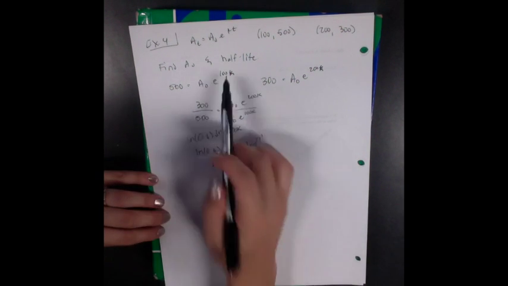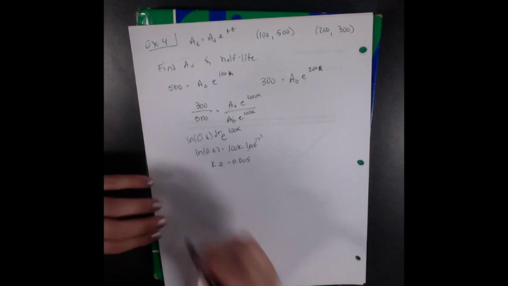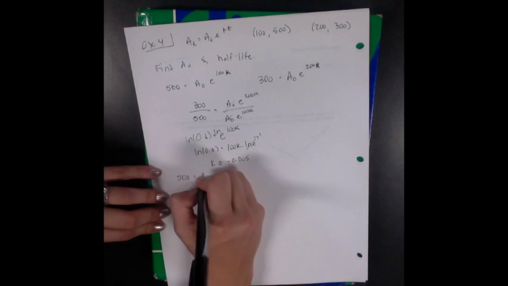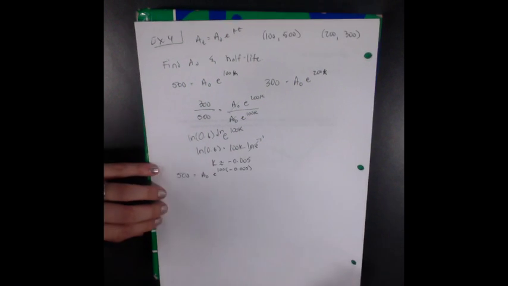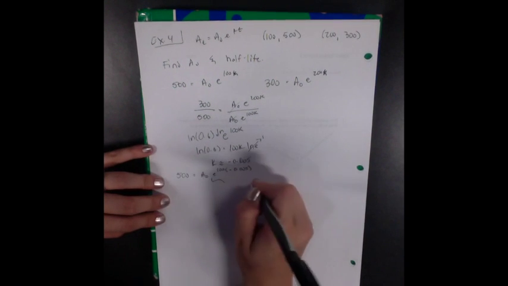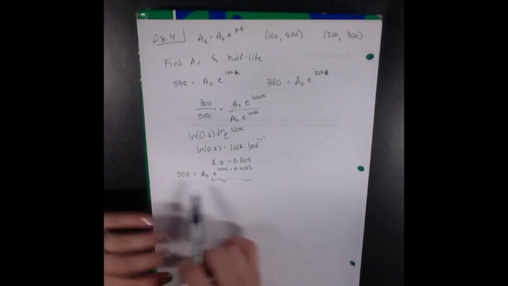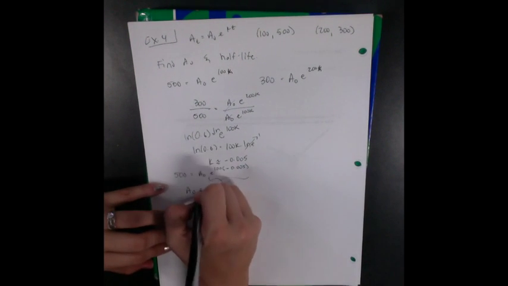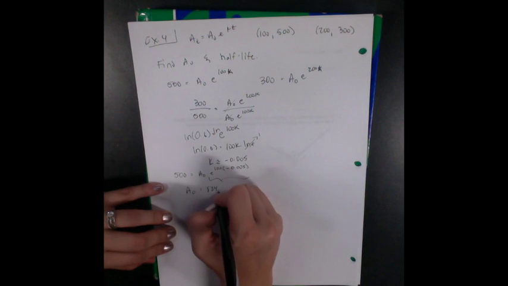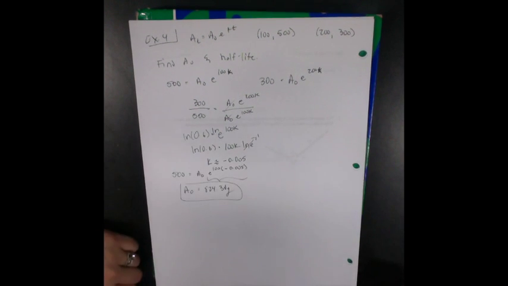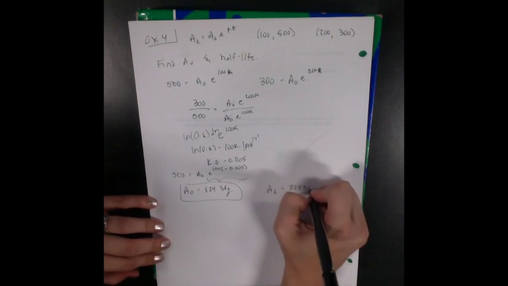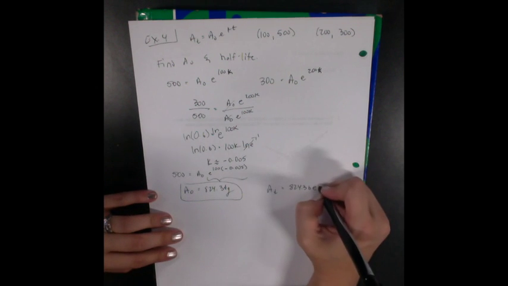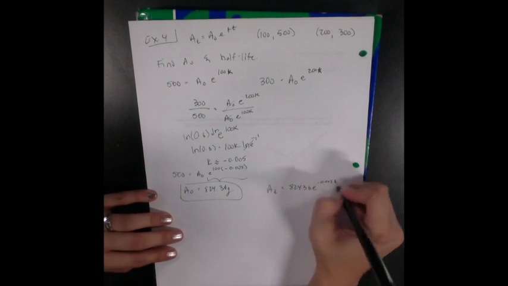I can plug in k into one of these equations to solve for a naught. So 500 equals a naught e to the 100 times negative 0.005. This value here is just a number that I can divide by to get a naught. And I get that a naught is 824.36 grams. So my equation, A sub t, is 824.36 e to the negative 0.005t.